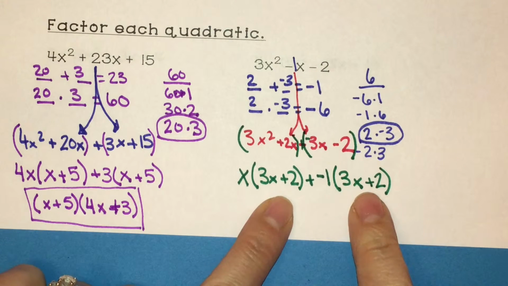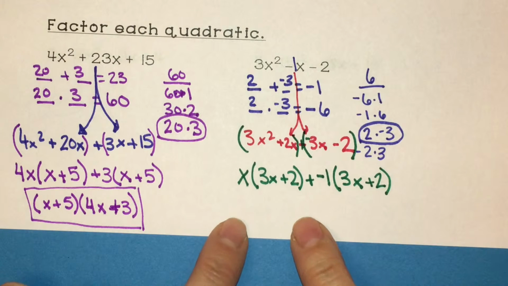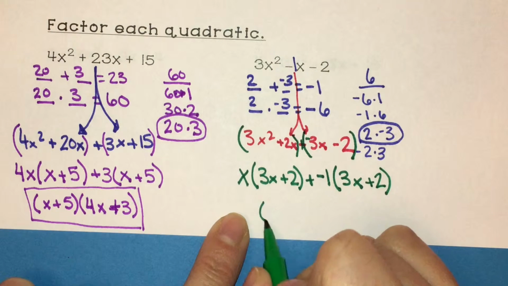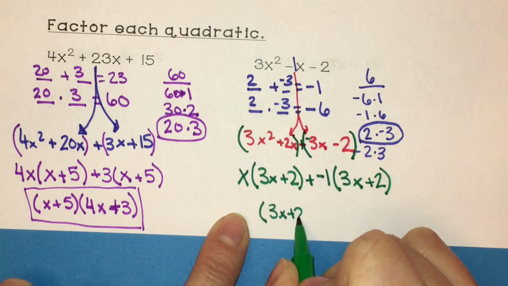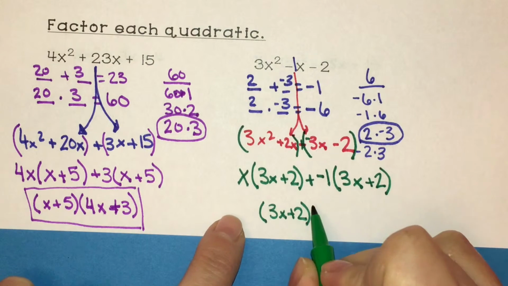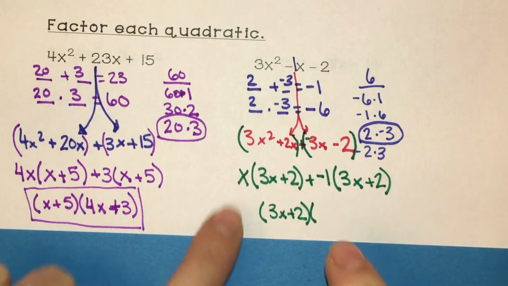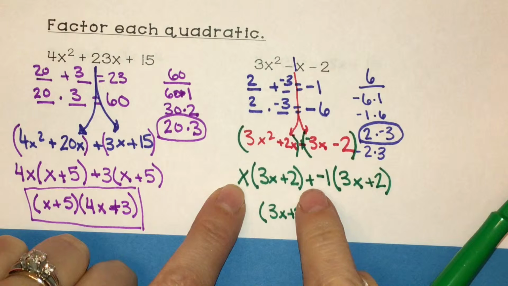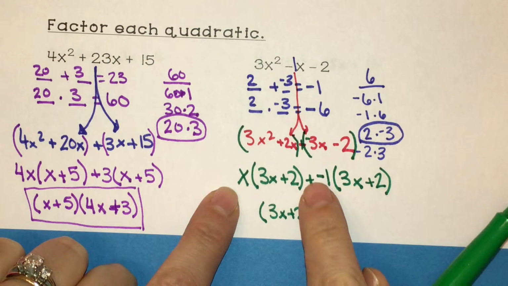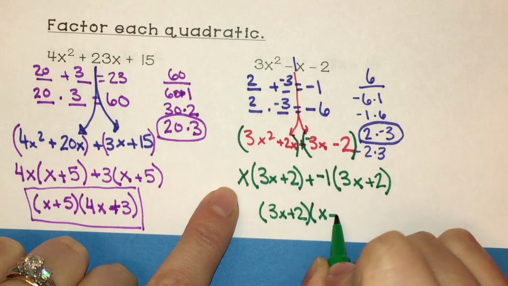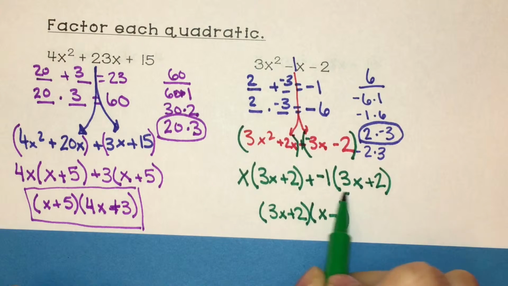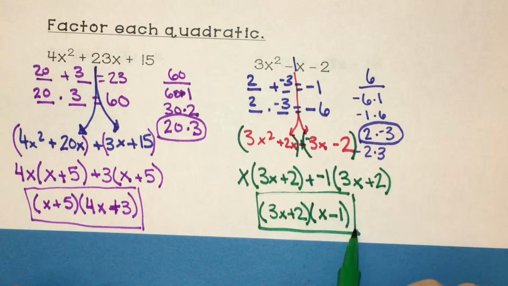So this is my greatest common factor. Again, now I factor out the greatest common factor, which is 3x plus 2. And I multiply it by whatever is left over. I have an x plus negative 1 or x minus 1. And that is my answer.